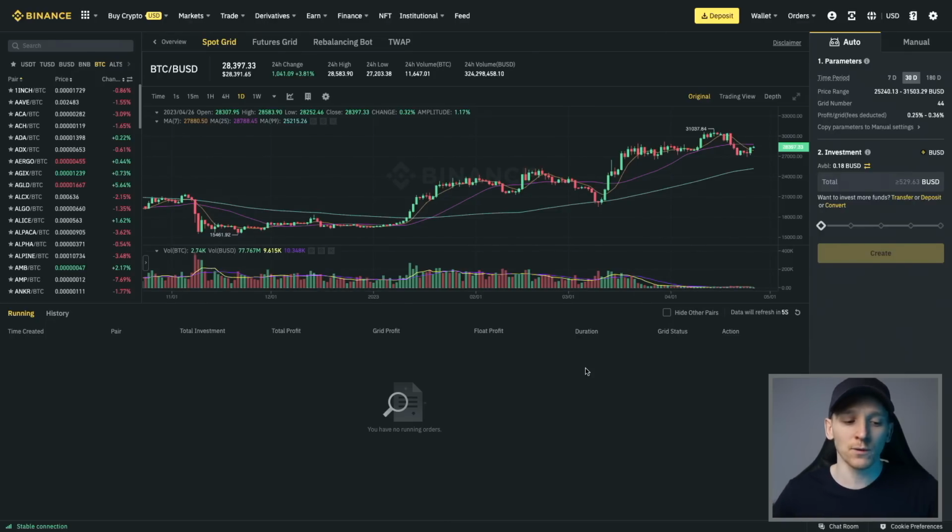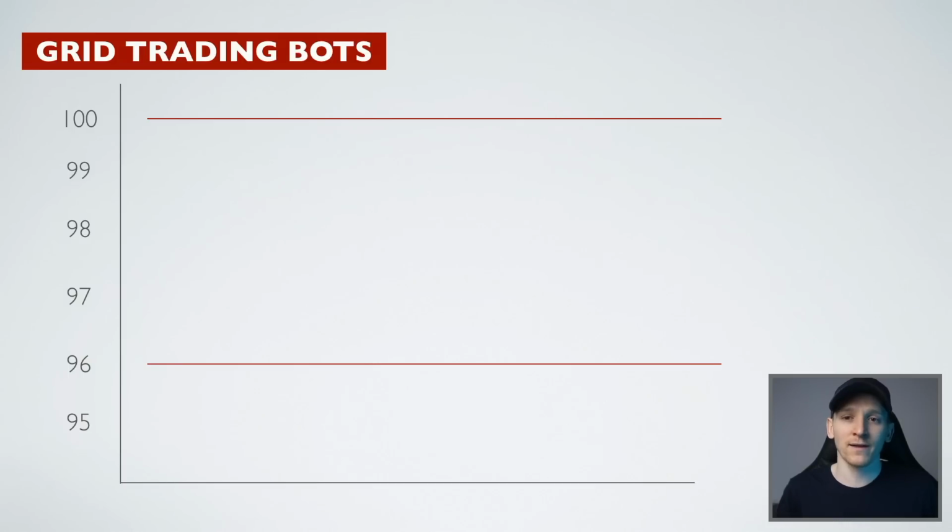How do grid bots actually work? Well, essentially what they do is try and take advantage of volatility within a set price range. And so they just buy and sell at, let's say, 2% intervals all of the time, and try and eke out some price movements and profits from volatility.